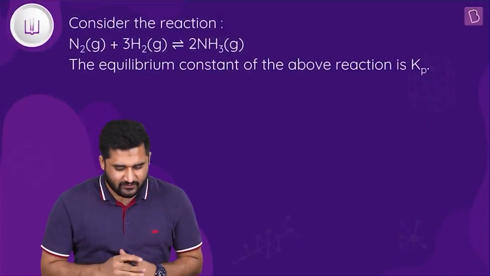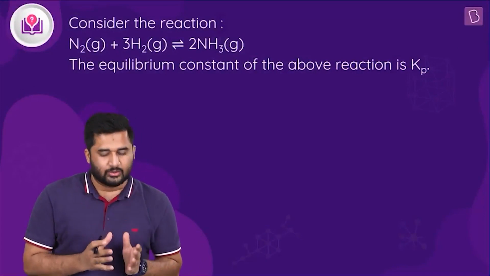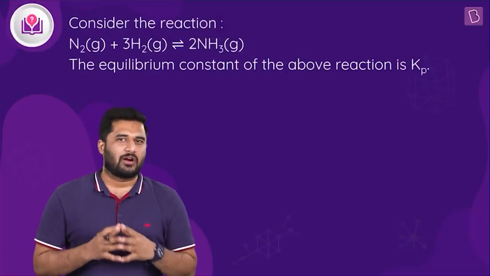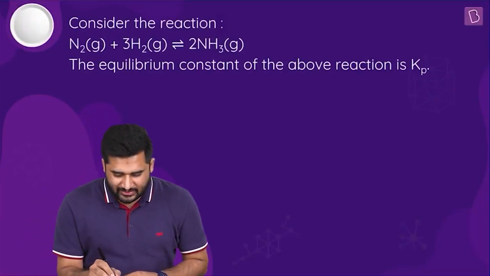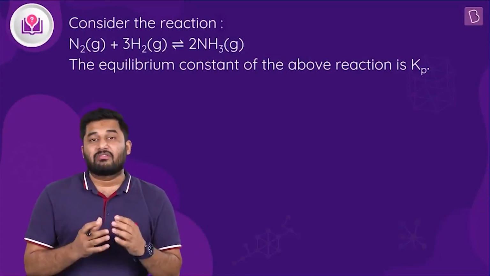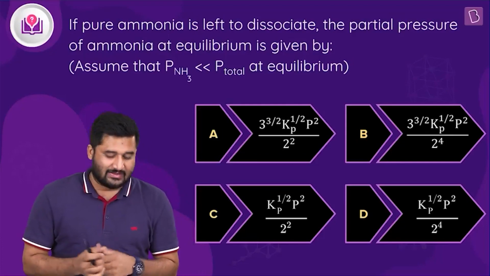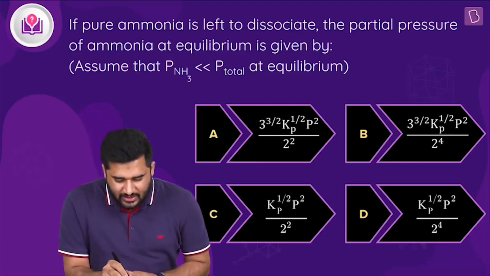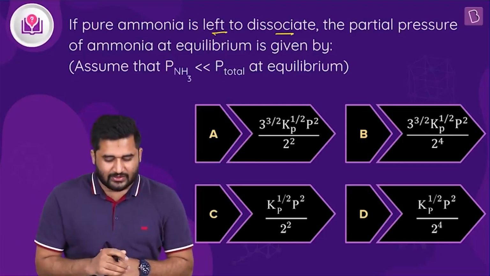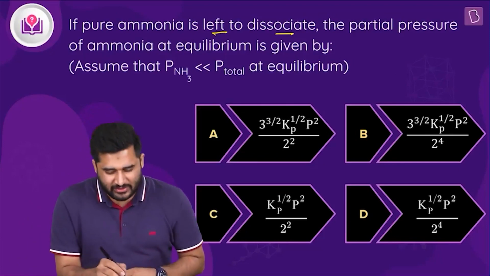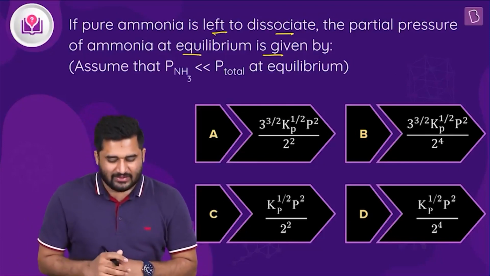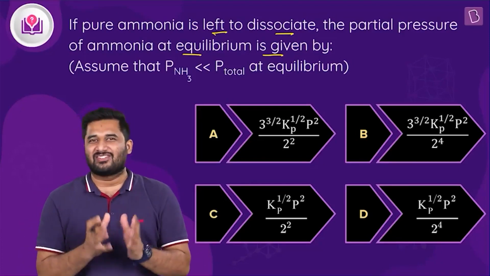As you can see in the question, we have a reaction in which N2 is reacting with H2 to form ammonia. Now you can see the equilibrium constant for the above reaction is Kp. And what we have to do is, if we have pure ammonia and it is left to dissociate, then the partial pressure of ammonia at equilibrium is given by which of these relations.